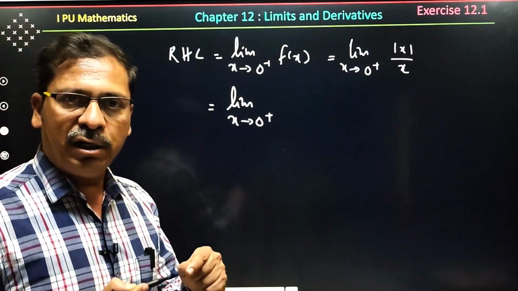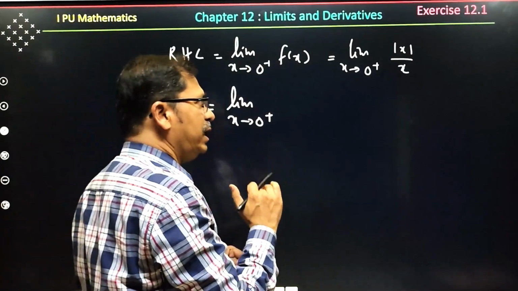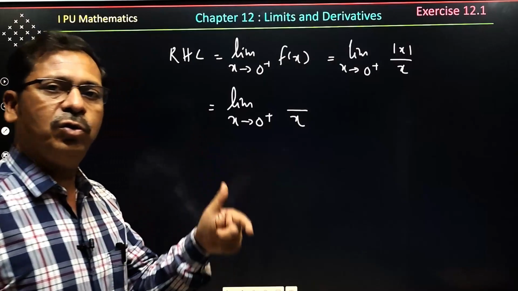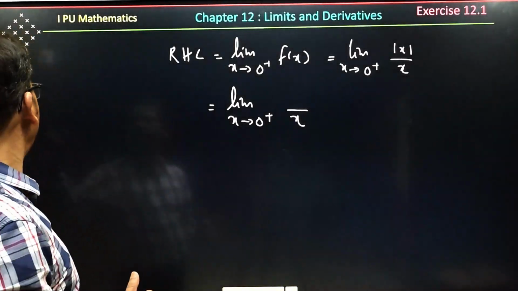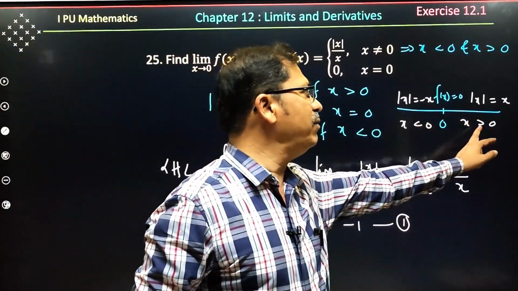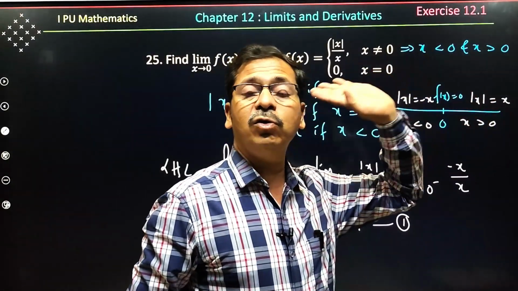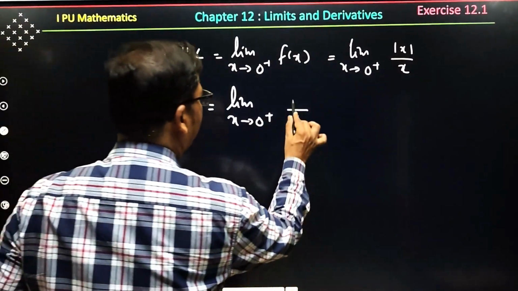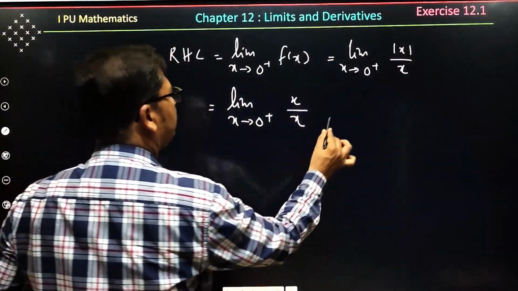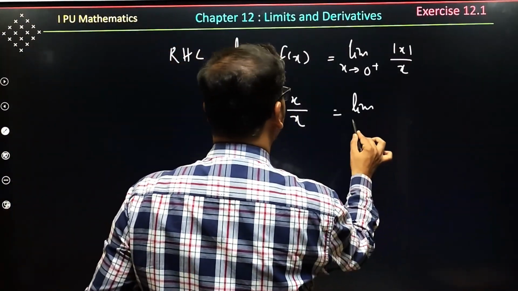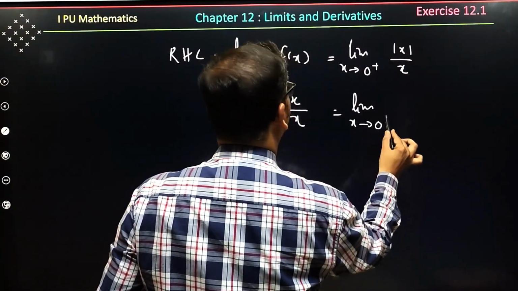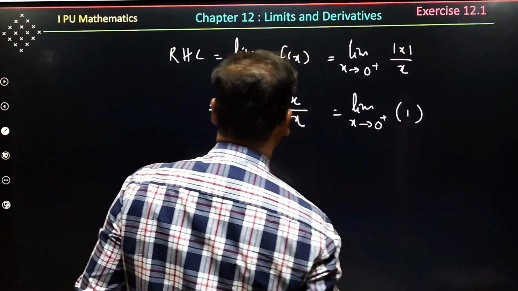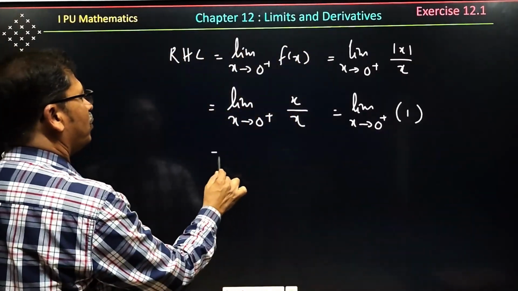When x is greater than 0, what does the mod x value become? Please tell me. Mod x equal to what should I take? You see here, when x is greater than 0, mod x equal to what should I take? Please tell me. x. Okay, you write x then. Cancel it. So limit x tends to 0 plus as it is, and then this is a constant one. So its answer is 1 only.